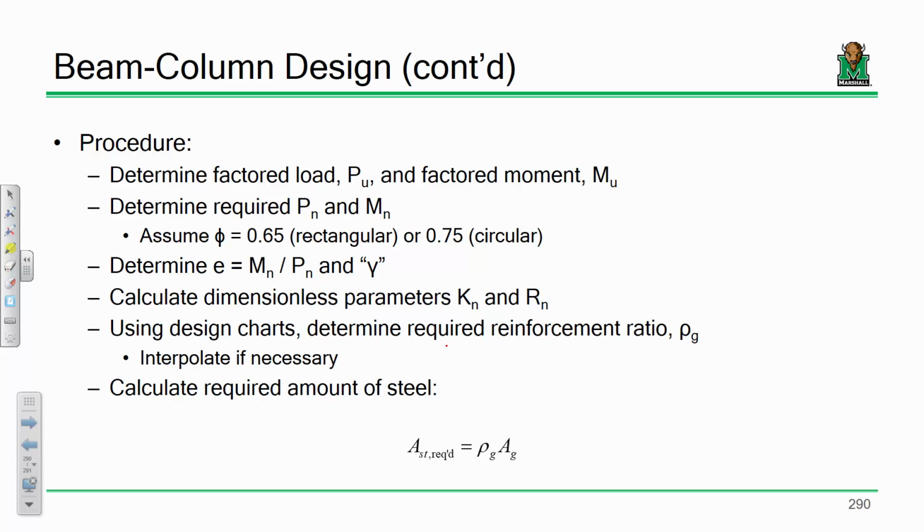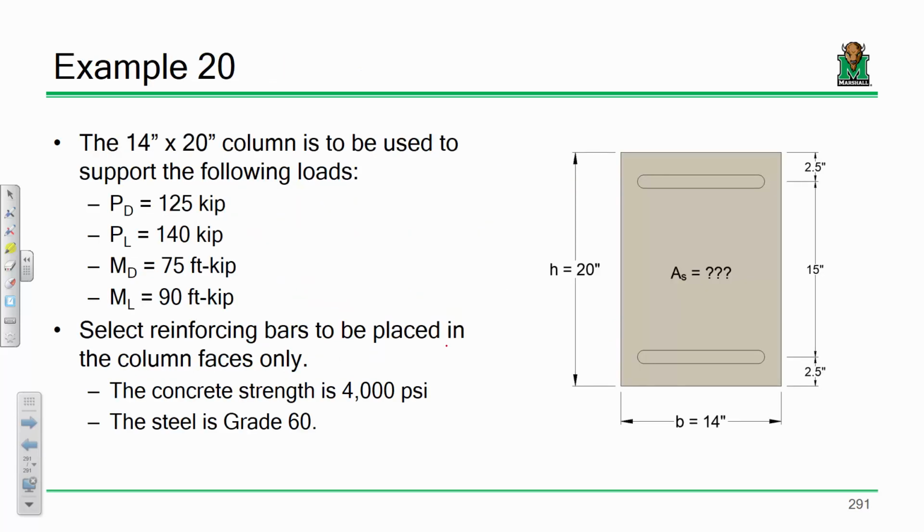Once you've got that, determine your eccentricity, and I'll explain that a little bit better on Monday. Determine your eccentricity and your gamma parameter. Once you've got those, go into your charts. Now let me show you why I printed off the charts that I gave you today. Help me out. What's the gamma value for this problem? What do you think?